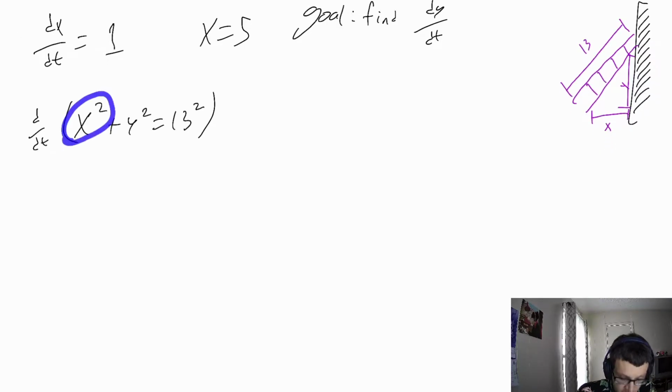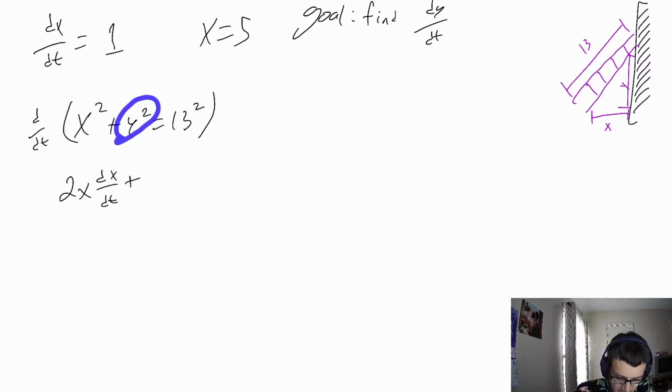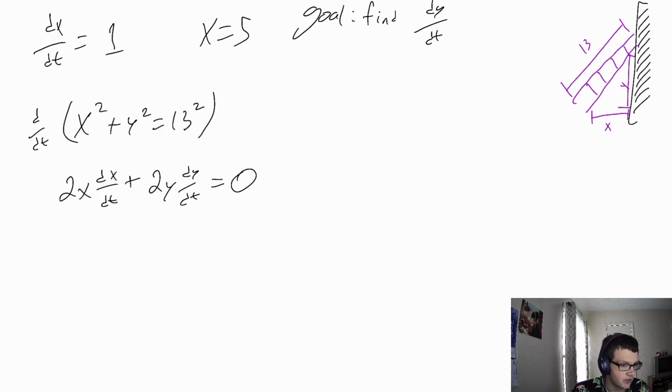Going term by term, the derivative of x squared with respect to time, not with respect to x, we use implicit differentiation to find the derivative is 2x times dx/dt. Plus, the derivative of y squared with respect to time, we get 2y dy/dt, equals 0. 13 squared is 169. We take the derivative, we get 0.